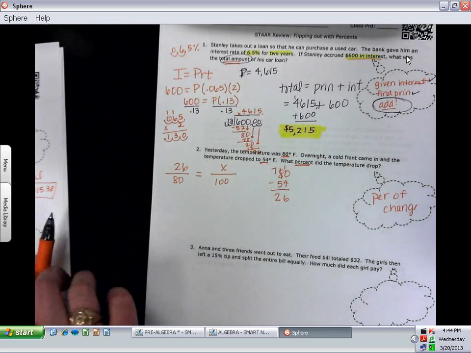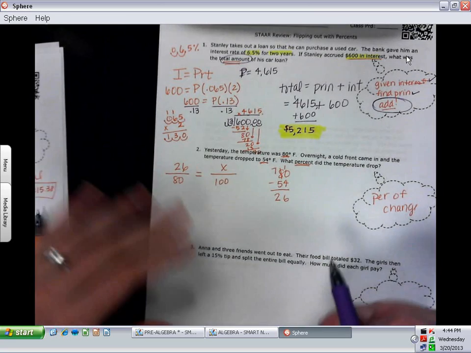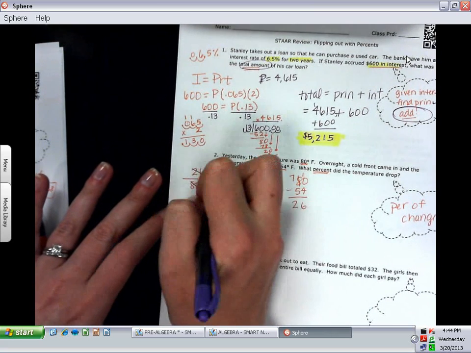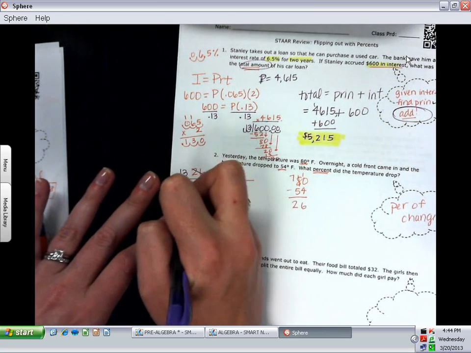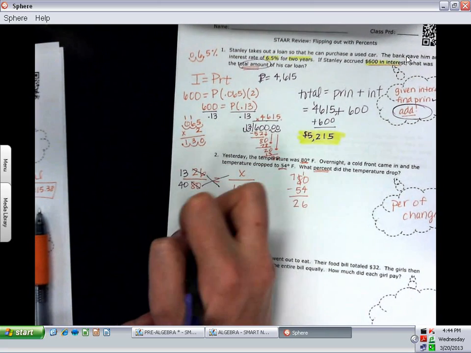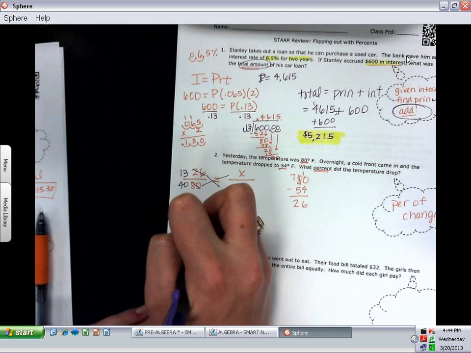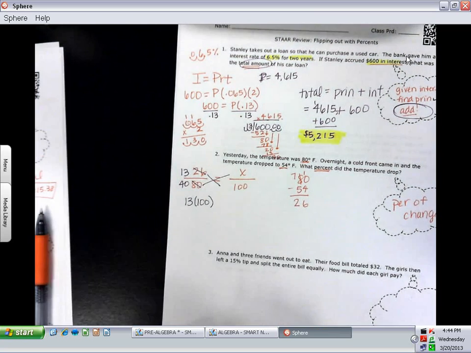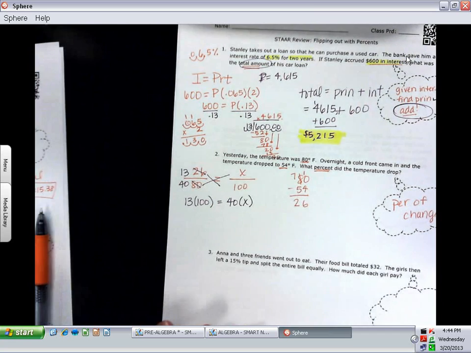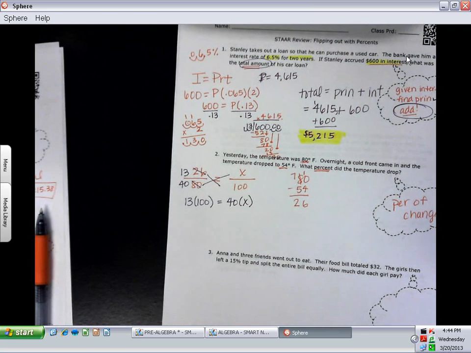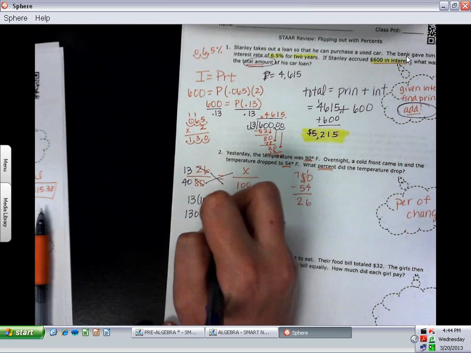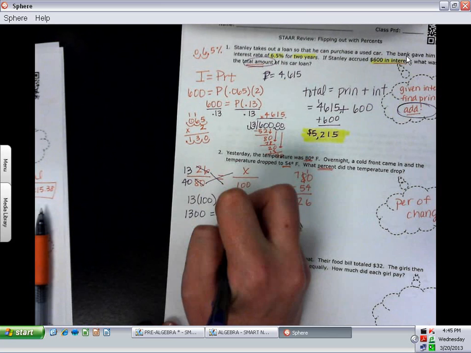So before I cross multiply, I want to go ahead and simplify. I know both of these are divisible by 2. 2 goes into 26, 13, and into 80, 40. Now I can cross multiply, divide. So I'm going to do 13 times 100 equals 40 times X. Now I know 13 times 100 is 1,300, and 40 times X is just 40X.